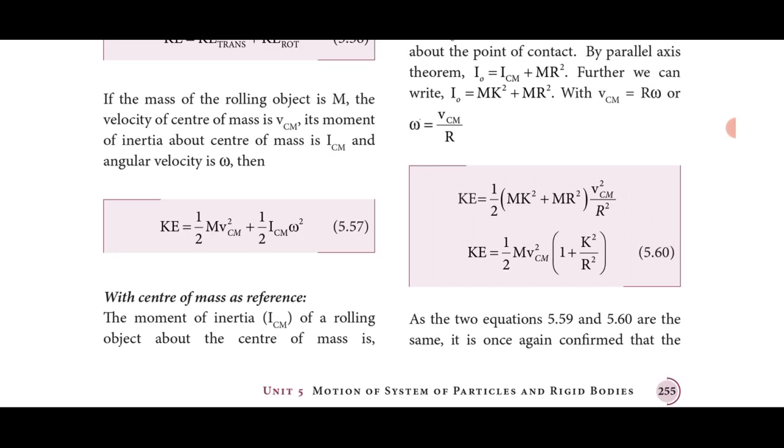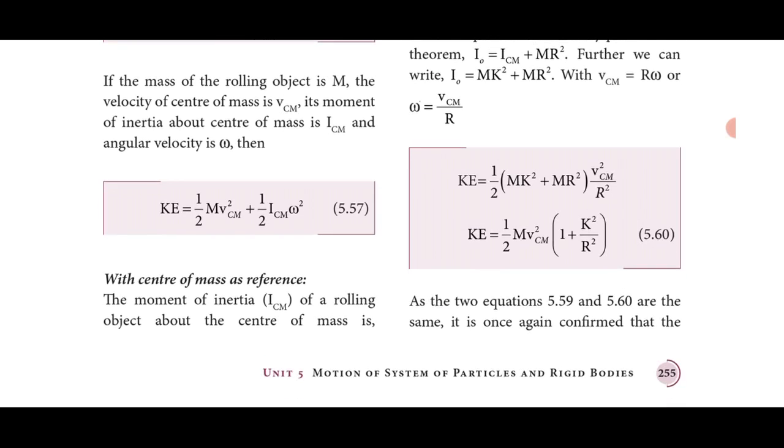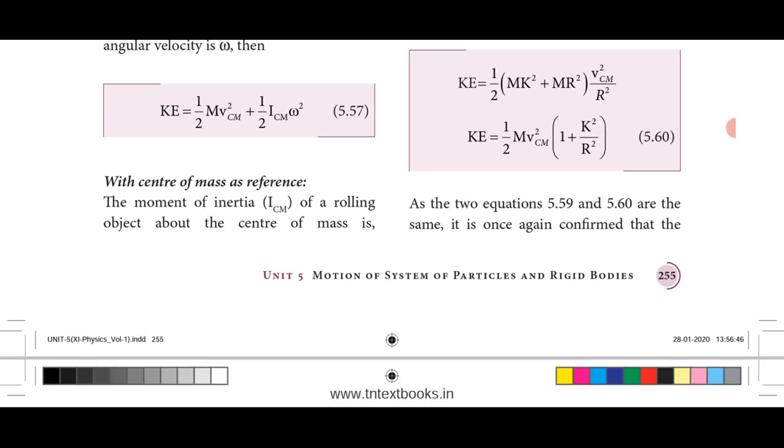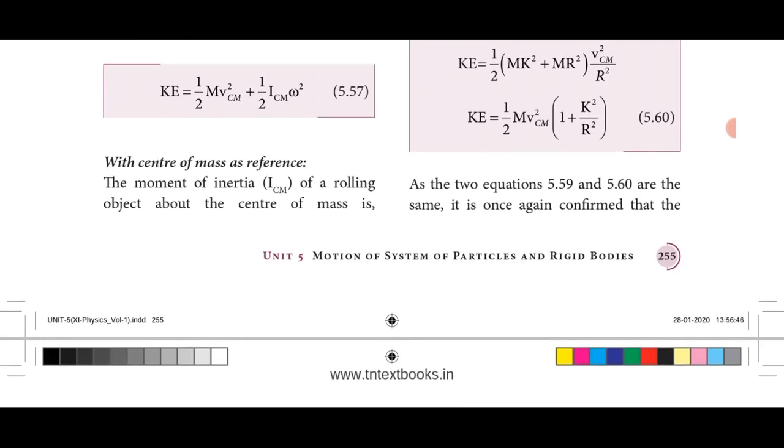So with VCM equal to r omega, or omega equal to VCM by r, we have substituted that in the equation. So we are getting K equal to half m k square plus m r square VCM square by r square. Here also we are taking half m VCM square as common. Then we are getting the equation as 1 plus k square by r square.